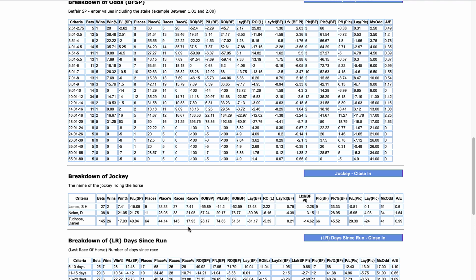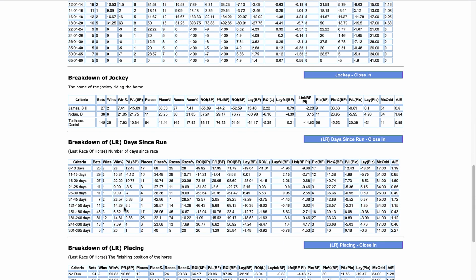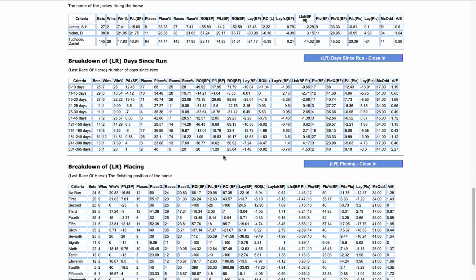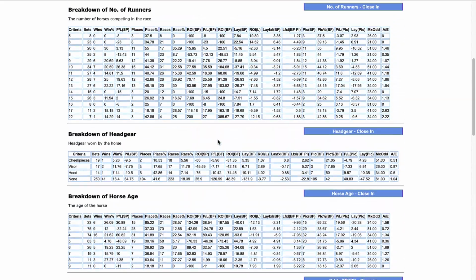And on the jockey front, we've got Daniel Tudhope is the main rider. He's produced most of the profits. Then we've got Nolan profitable and James showing a loss of 14 points, so we might want to exclude his ones. He's got a lot lower strike rate than the other two. Nothing on the days since run, and nothing significant about the positioning on the last run. So this time I'm going to include the number of runners.